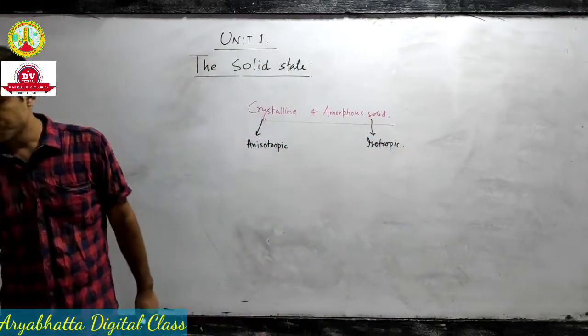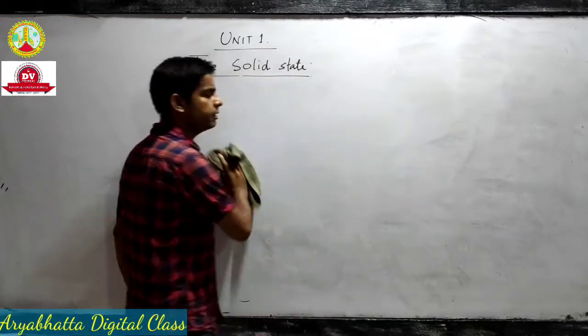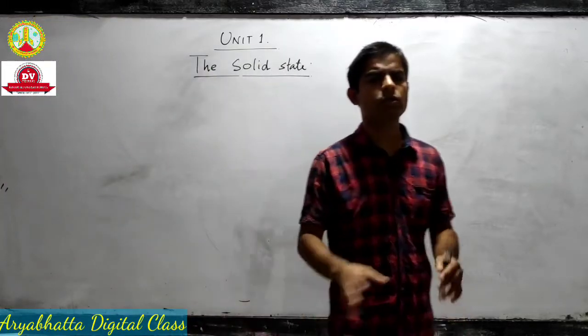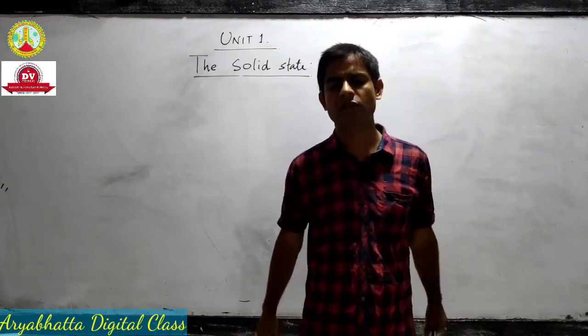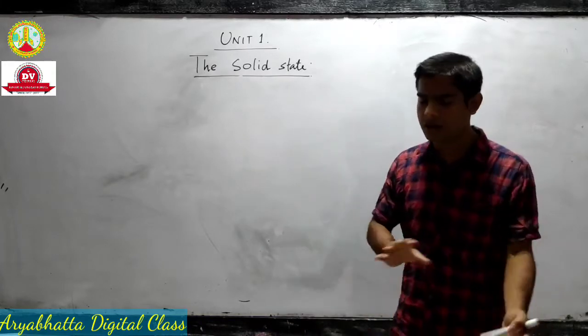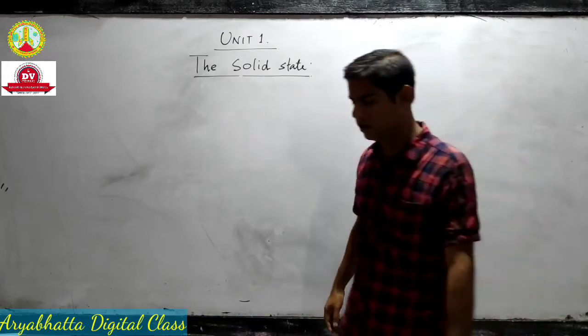Now if you go through your NCERT books, you will find a few differences. They are tabulated in a very structured manner, and only these things have been discussed there. Then what are the basic differences between crystalline and amorphous solids?